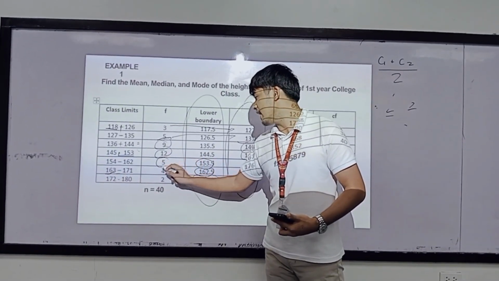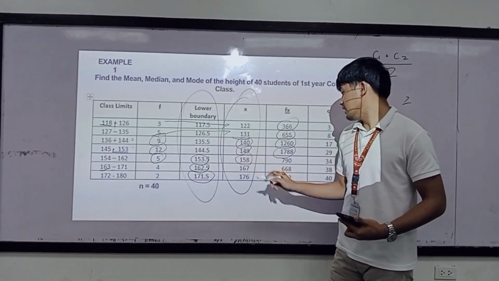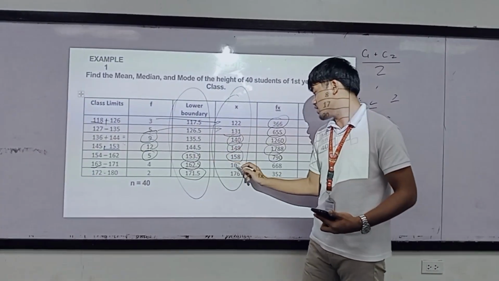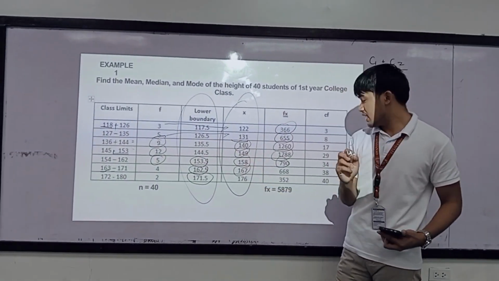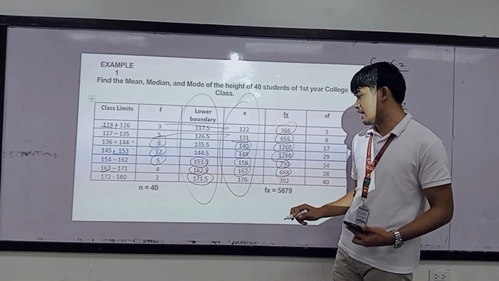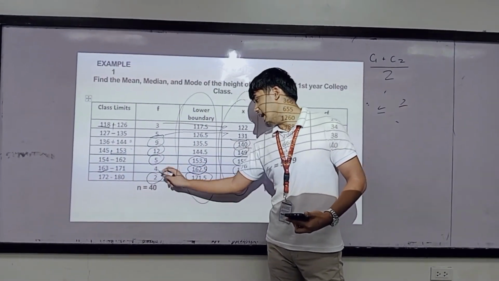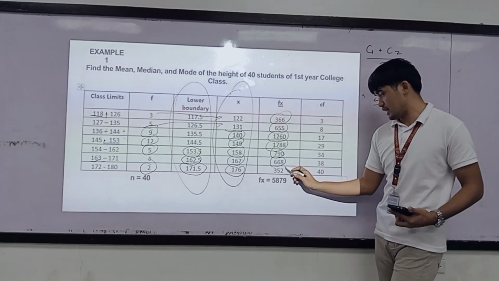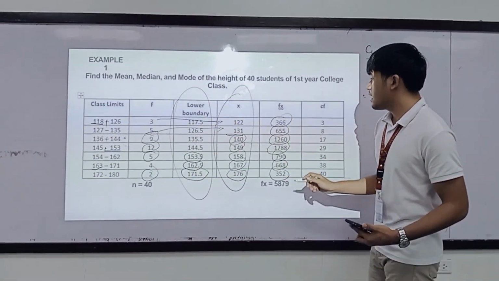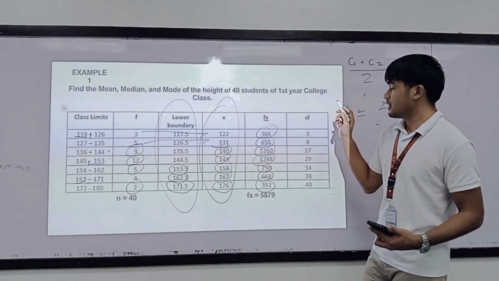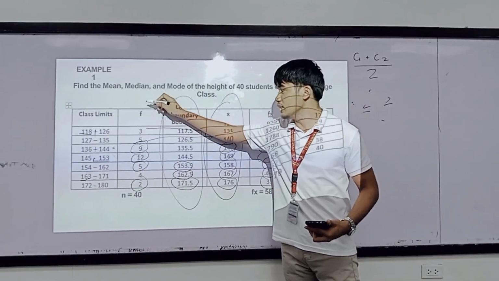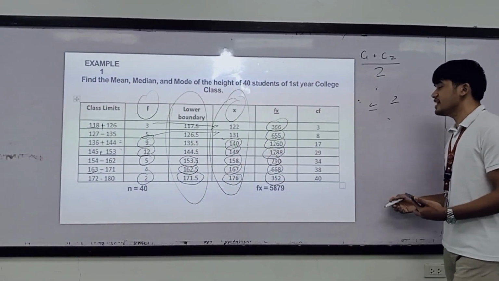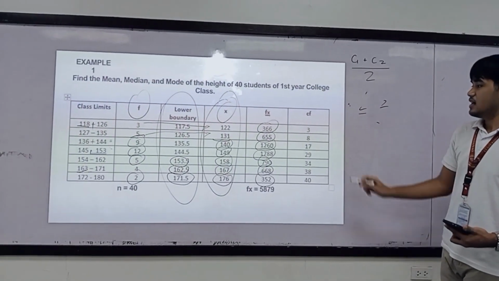1788. And then 5 times 158, then we can get the value of 790. And then 4 times 167, then we can get the value of 668. And lastly, 2 times 176, then we will obtain the value of 352. So again, by getting that f times x, you will just need to multiply the frequency and your class marks or the x. And lastly is the c times f.